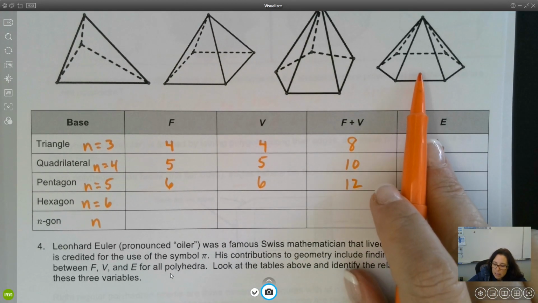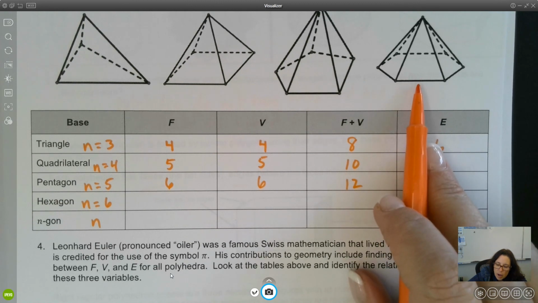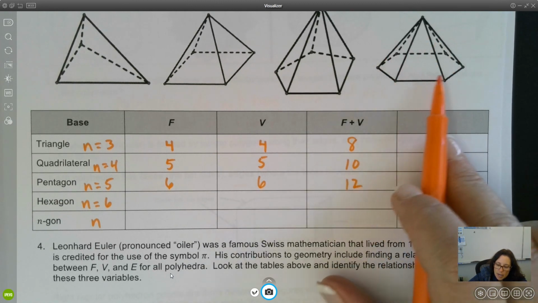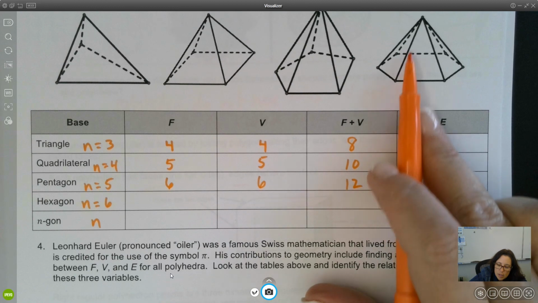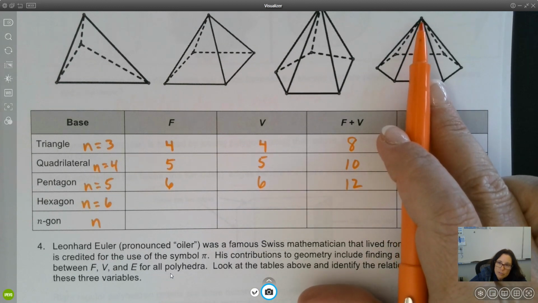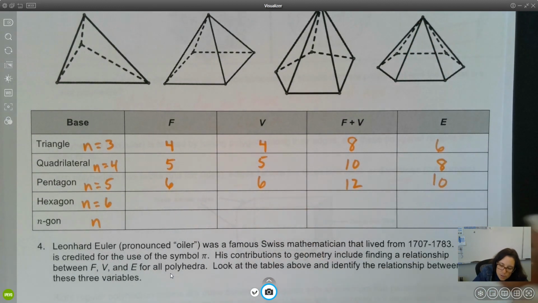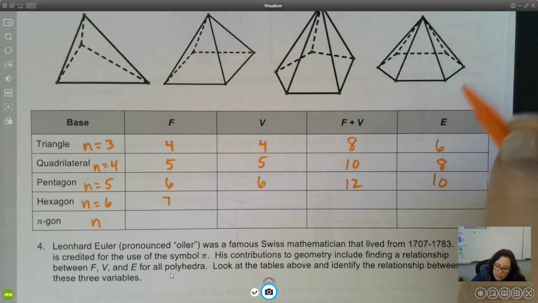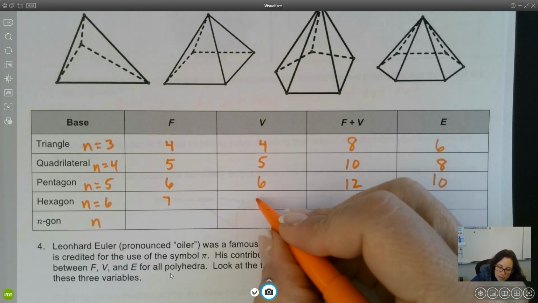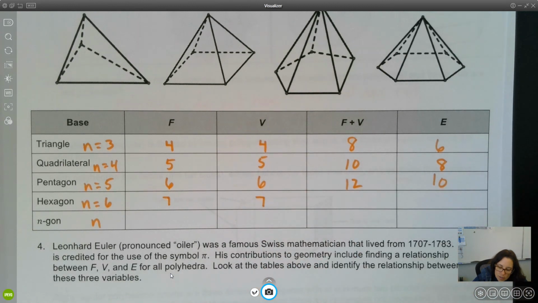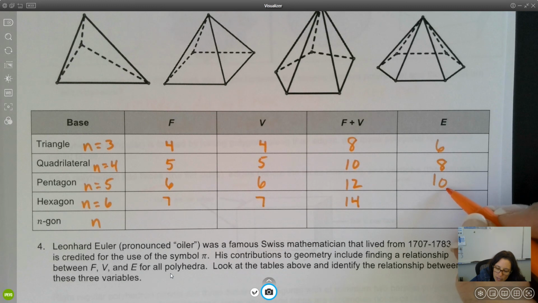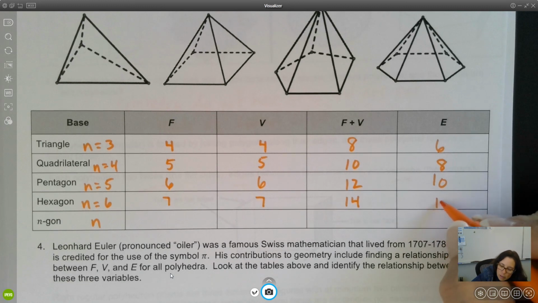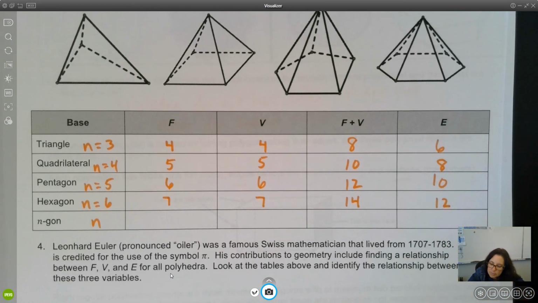Hexagonal. Hexagon on the bottom, triangles connected to all those edges coming up to an apex here to form a pyramid. So that would be 7 faces, 7 vertices, 14 when you add, and the number of edges is going to be 12.